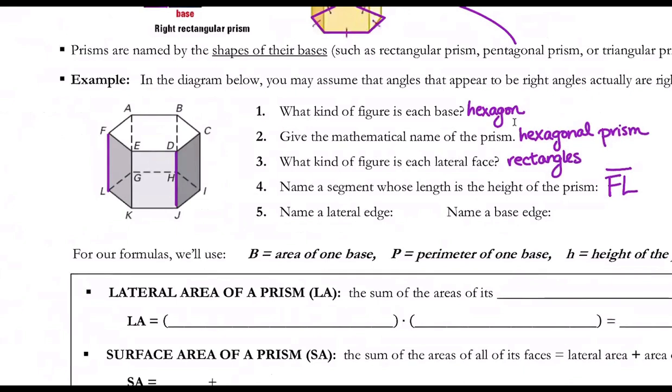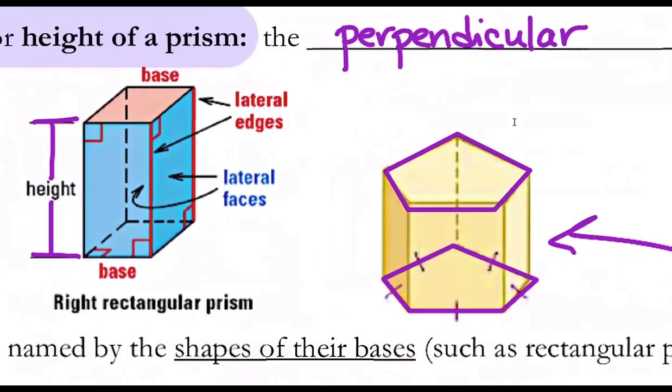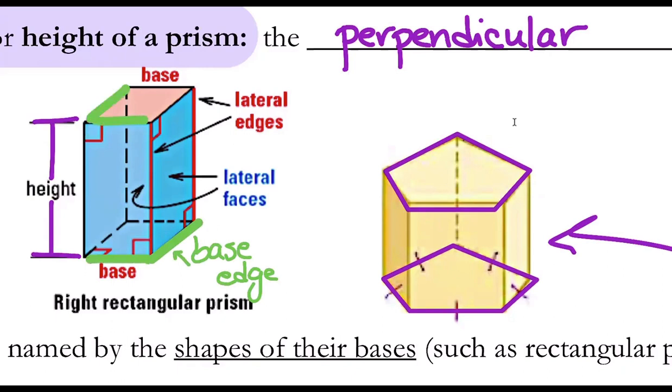For a lateral edge, okay, so a lateral edge means, if we look back up here, the corners in a sense where two lateral faces come together. And then a base edge will be an edge where a lateral face and a base intersect. So down here, one of those sides, that would be a base edge. But so would this one or that one or any of these are base edges.